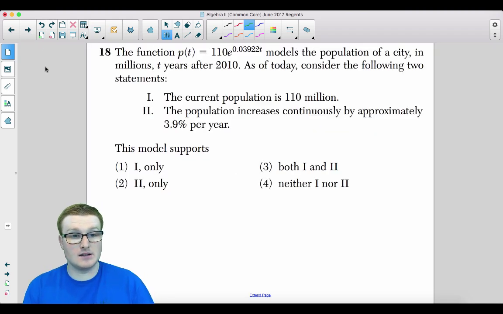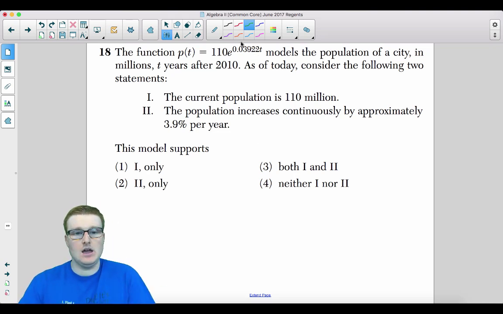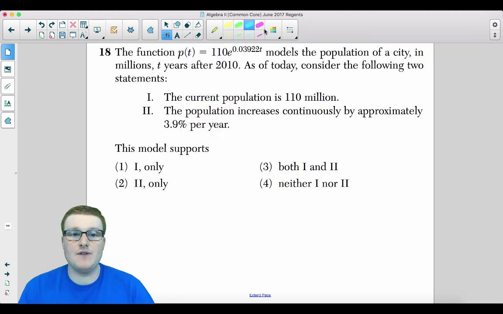Moving on to number 18. The function P of t equals 110e raised to that ridiculous decimal models the population of a city in millions t years after 2010. As of today, consider the following two statements. The current population is 110 million, and the population increases continuously by approximately 3.9% per year. This model supports what? Okay. This question is very, very mean.